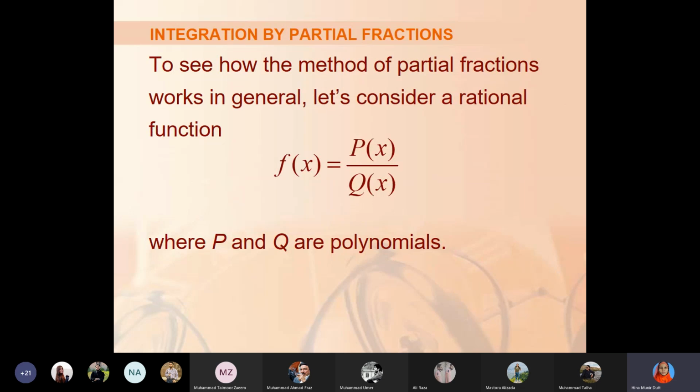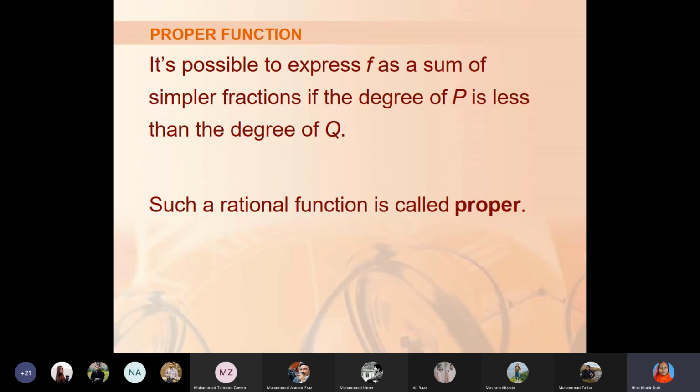Now I have two types of fractions, or two types of rational functions. One is proper and one is improper. How do you differentiate both? If the degree of the polynomial in the numerator is greater than or equal to the degree of the polynomial in the denominator, then that fraction or function is improper, and otherwise it is proper. If the degrees are equal, we will also call it improper.